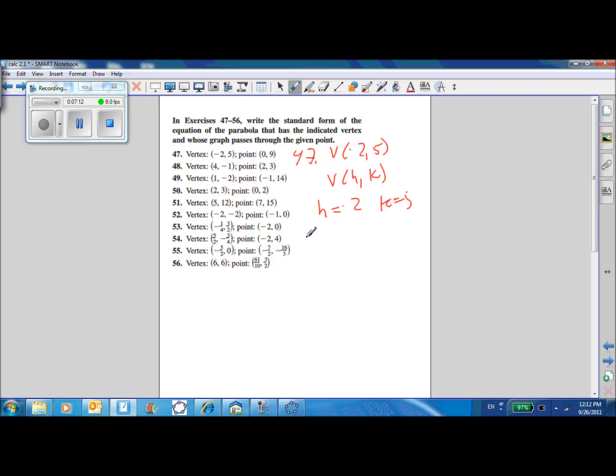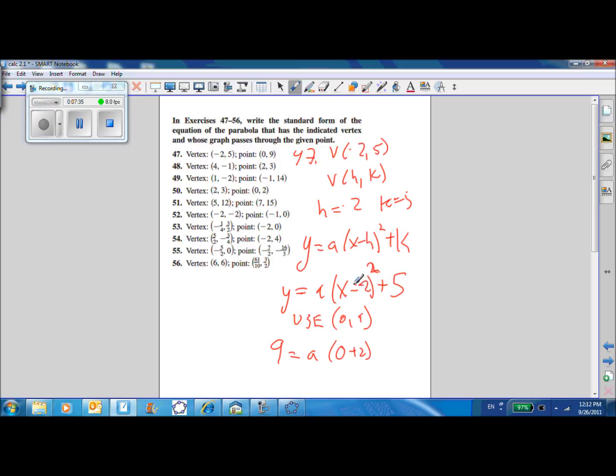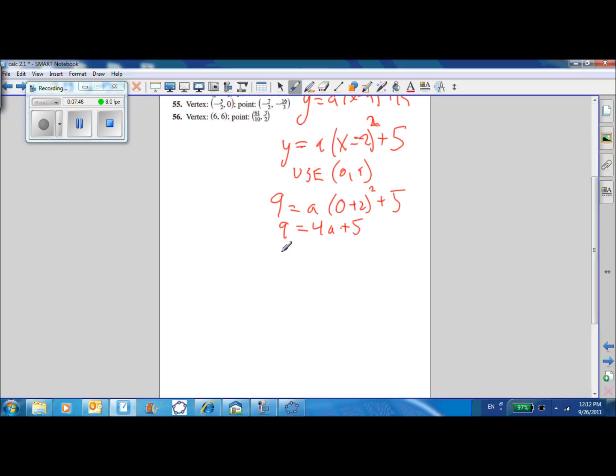We just have one unknown constant in the vertex form, y equals a times (x minus h) squared plus k. We can fill in h, which is -2, so (x minus -2) squared, plus k, which is 5. Now we can use the other point, (0, 9), to figure out what a is. Put 9 in for y, and 0 in for x, because this was minus of minus 2, remember. So we get 9 equals 4a plus 5. So 4 equals 4a, so a equals 1.